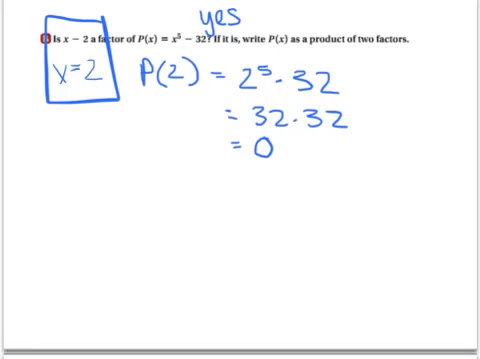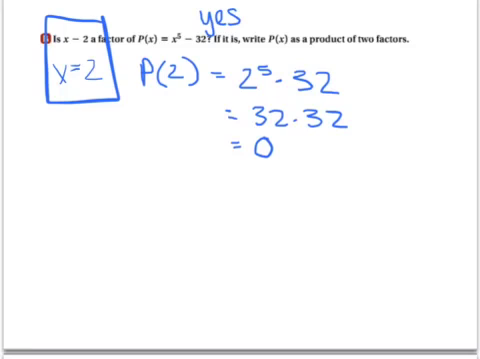Mackenzie? Would you have to use long division to find the other factor, though? Yes, exactly. Very good, because that's the next part of the question. If it is a factor, write p of x as a product of 2 factors. So we're going to do exactly what Mackenzie said. We have to take our x to the 5th minus 32 and divide it by x minus 2.